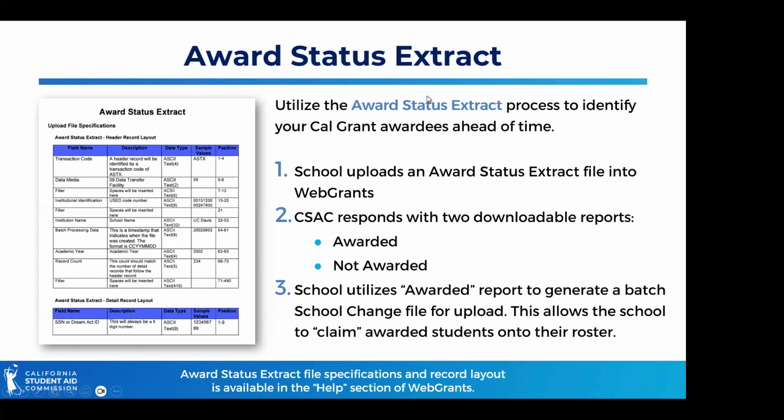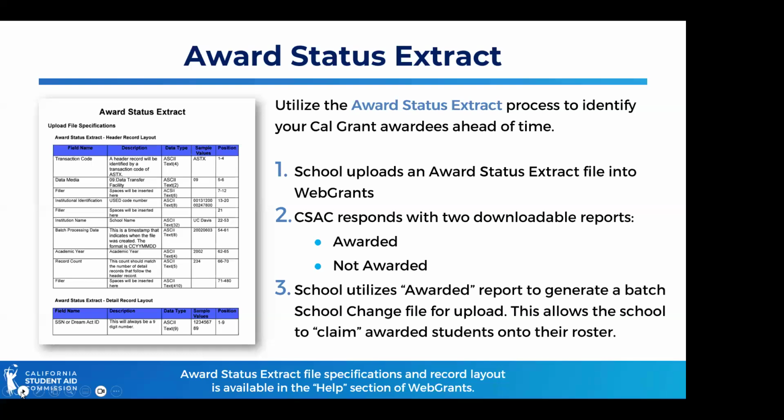So the award status extract allows schools to determine which of the students who are going to be attending their campus was actually awarded a Cal Grant. So this will result when you format and upload a file to identify those students, we will kick back a feedback report, actually two separate reports. A list of awarded students and those who are not awarded. And that's how you know which of those students got a Cal Grant, right? And so once you know that, then you can report a school change, and that will bring those students onto your roster.